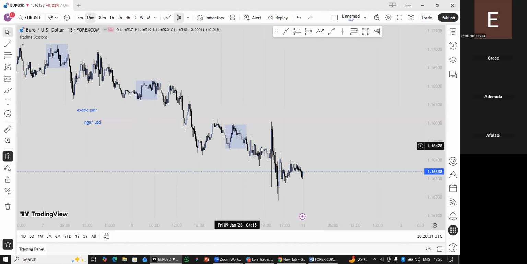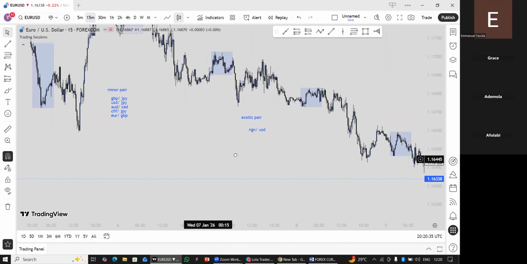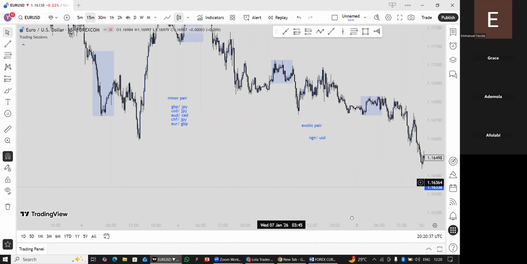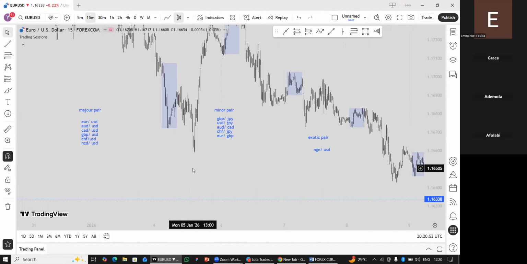All right, so we are back at it. We have the major pair, the minor pair, and the exotic pairs. Those are the types of pairs. Now, like I said, Forex is one country buying against another, right? Exactly. So now let's understand.